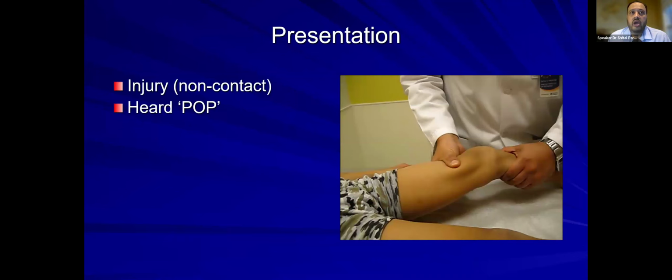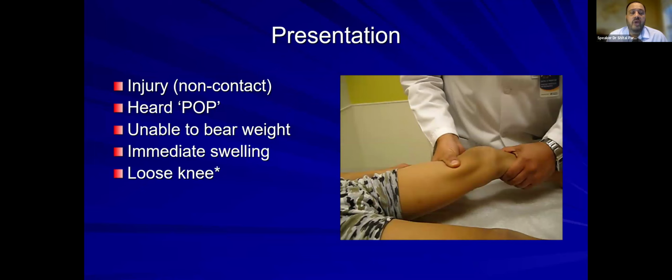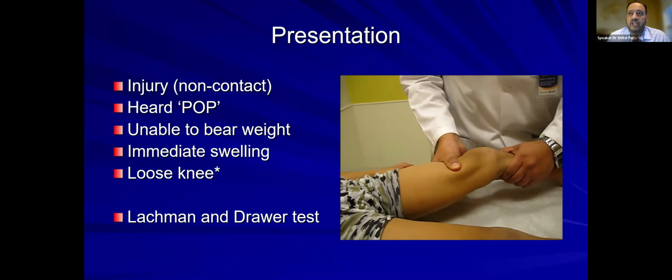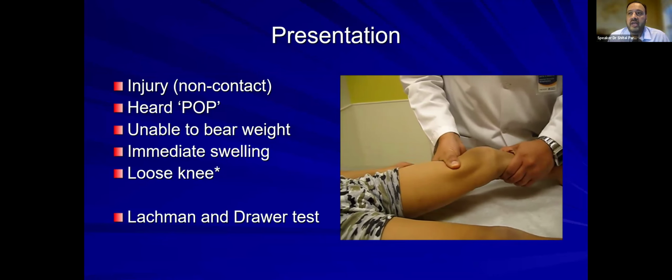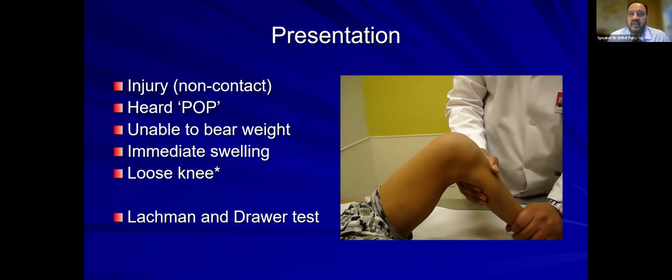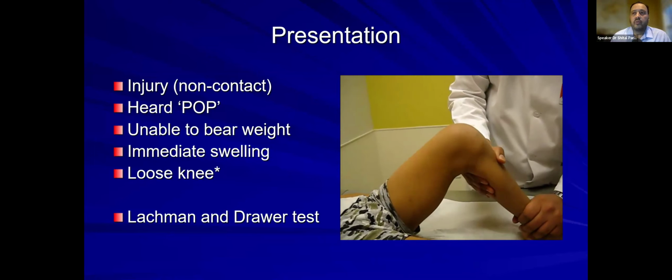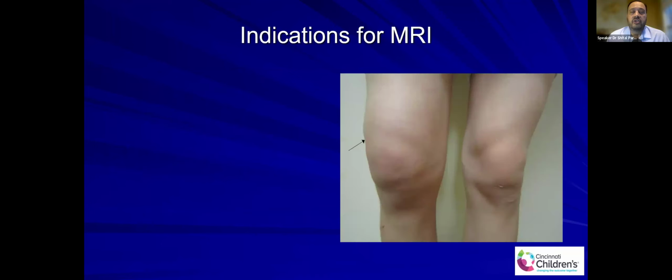Presentation, the injury is usually non-contact, like you saw in the case. The patients would frequently say they heard a pop or felt a pop, unable to bear weight, immediate swelling. The knee then feels loose, and they have a Lachman test, which is done like shown here. It's compared to the opposite side, and then a drawer test is done at 90 degrees and compared to the opposite side as well. And if they have a little bit more excursion on the involved side, that just suggests insufficiency of the ACL. That brings us to the next point of when should we get an MRI for knees.